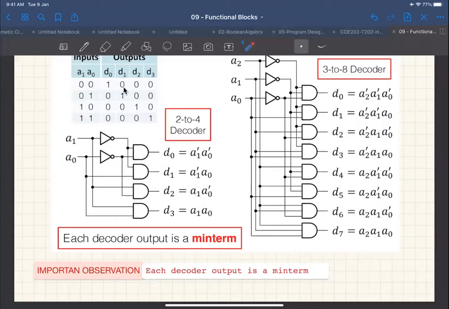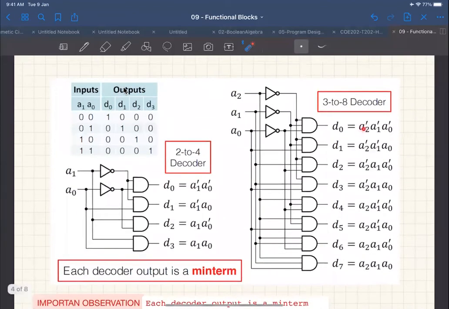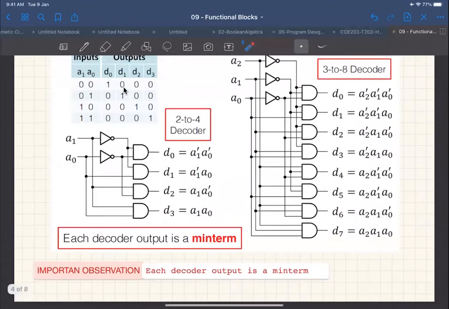Okay, in all the cases, all the literals appear, 3 literals in each case. So each one of them is a Minterm. Now it is natural to ask yourself, since the decoder output is a Minterm, I can use it to implement Boolean functions, just like we did with the canonical form.